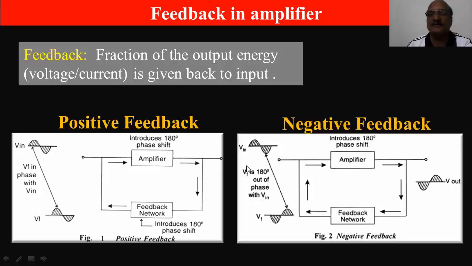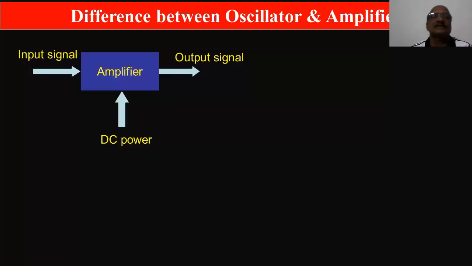In negative feedback, we see that between the input voltage and the output voltage there is a phase difference of 180 degrees. So the effective voltage appearing at the input of the amplifier is a subtraction of the two, V in and Vf. Therefore, the gain of the amplifier decreases. Positive feedback is used in oscillator circuits and negative feedback is used in amplifier circuits. So let us see in more detail about the oscillators.